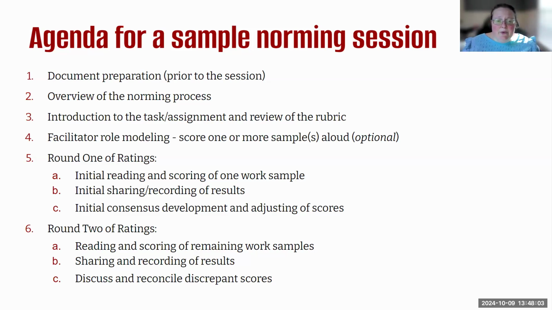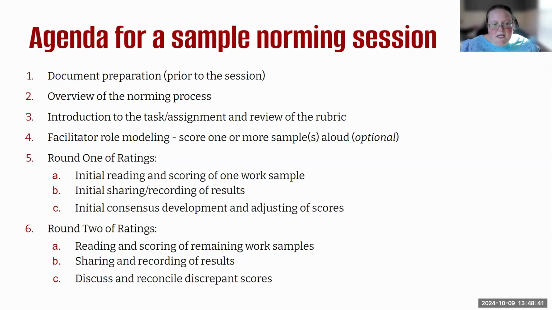Oftentimes, the facilitator may go through one specific work sample, sometimes one that's considered like ideal, like a very strong sample of a student's work, and discuss how they were rated using the rubric. And then there would be a first round of ratings where everyone gets a work sample, scores it, and then there's recording of the results and discussion of any scores that seemed particularly out of the norm or different from the rest of the group.